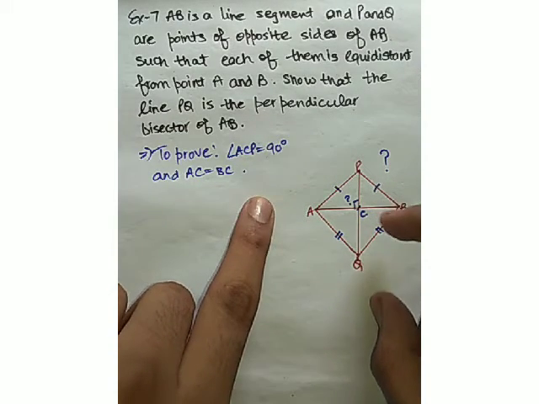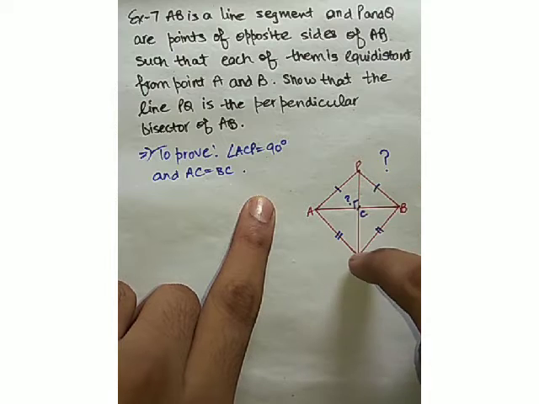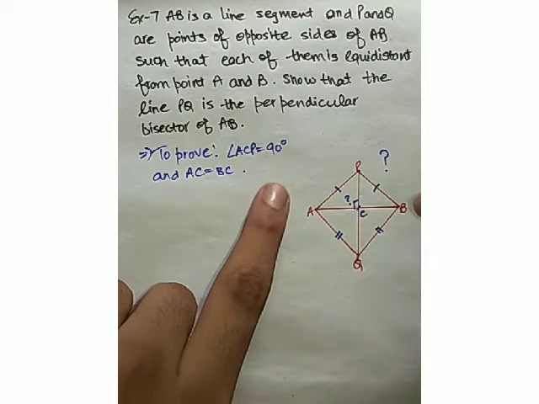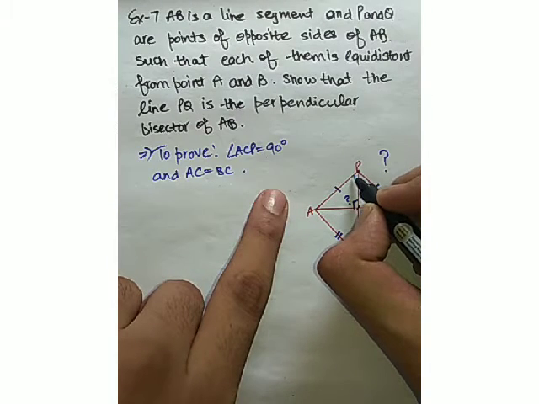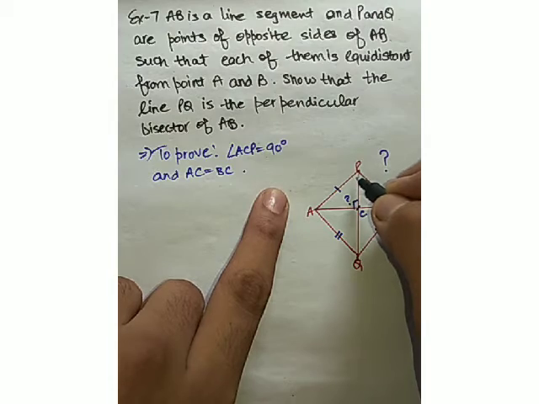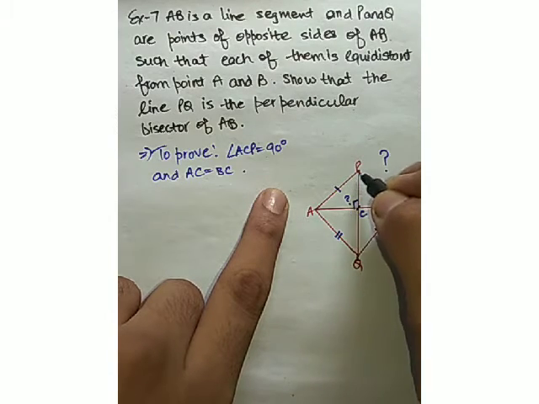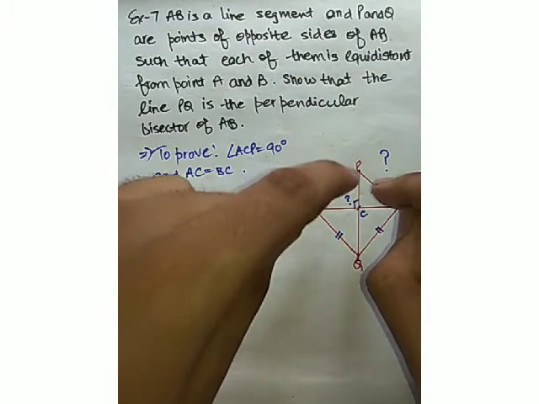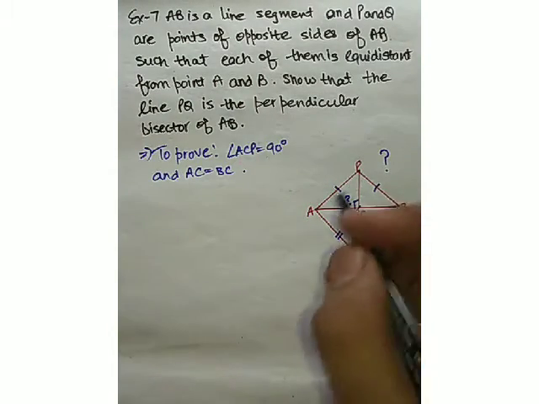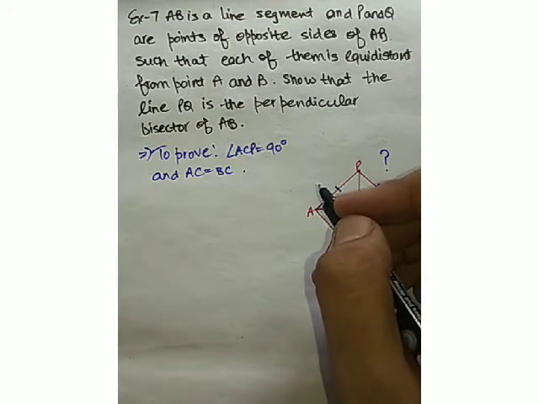So what will we do first? We will prove these two triangles to be congruent, and when these two triangles are proven to be congruent, then easily we can write by CPCT that APC is equals to BPC. Then you have got your third angle, and that is the included angle. Then easily you can prove that these two triangles are congruent and AC is equals to BC. So let's start with our work.